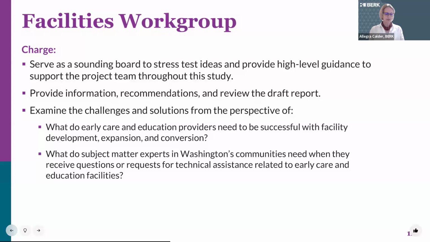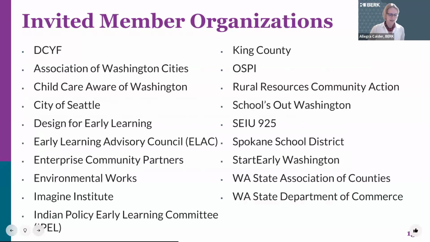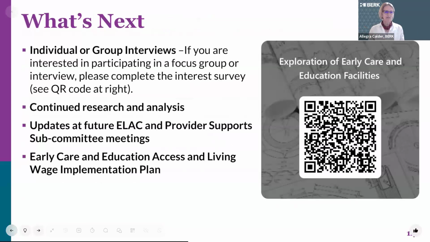On the next page, I'll show you the invited member organizations. And I believe that ELAC has selected April Messenger and Lois Martin to participate as representatives. But we've got a diverse body here, and I'll share that we also would love for people to get involved in other ways.